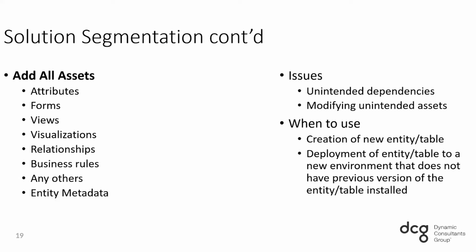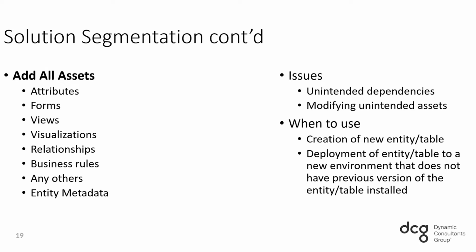You have two choices with segmentation. You can add all assets, so you add all the attributes, the forms, the relationships, the business rules, you add everything. But let's say on a contact record, you're only working with the job title field. Segmentation would say, best practice, only add the job title field to the contact so that your solution only contains what you're changing.